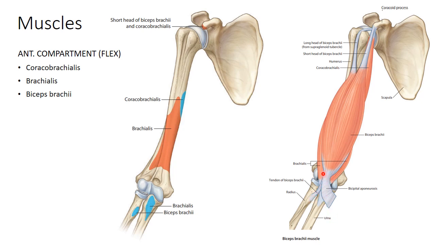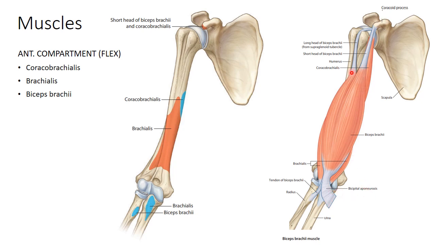There is a band of connective tissue that arises medially from the tendon. This is called the bicipital aponeurosis. It is a part of connective tissue attached to the tendon of the biceps, and it passes medially and blends with the deep fascia surrounding the forearm. We will study this when we discuss the cubital fossa. When we talk about the cubital fossa, we will know the function of this bicipital aponeurosis.